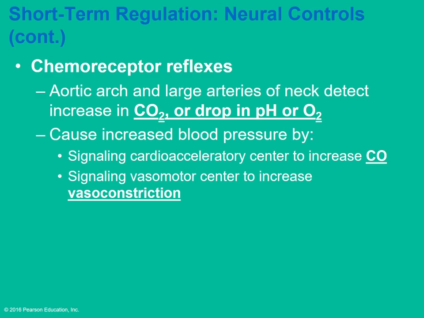There are chemoreceptors located in the aortic arch, the large arteries of the neck, that can detect an increase in carbon dioxide. They also can detect a drop in the pH, so if the blood's becoming too acidic, or a drop in oxygen. And they're going to signal a change to try to remedy.